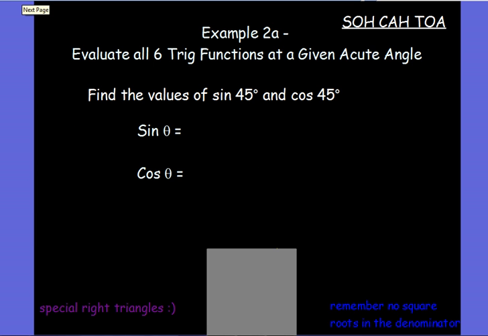Just joking. All right, so here we go. In this case, I tell you find the values of sine of 45 and cosine of 45. So obviously we're dealing with right triangles, okay? And I just tell you sine of 45 and cosine of 45. So what do you think that 45 represents? My theta. So I'm telling you my theta is 45 degrees, correct?